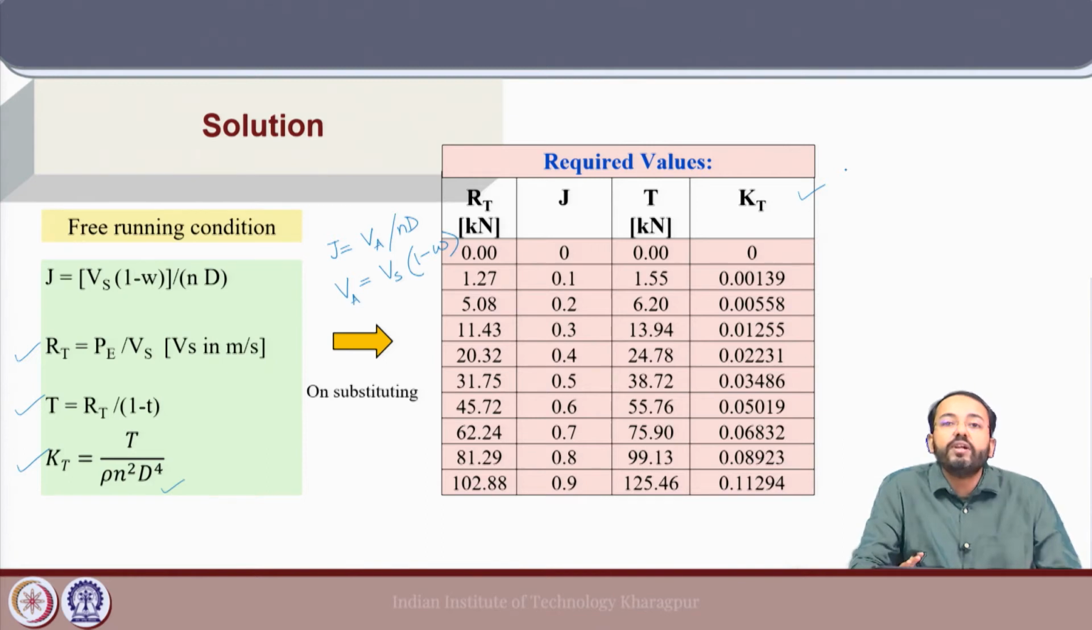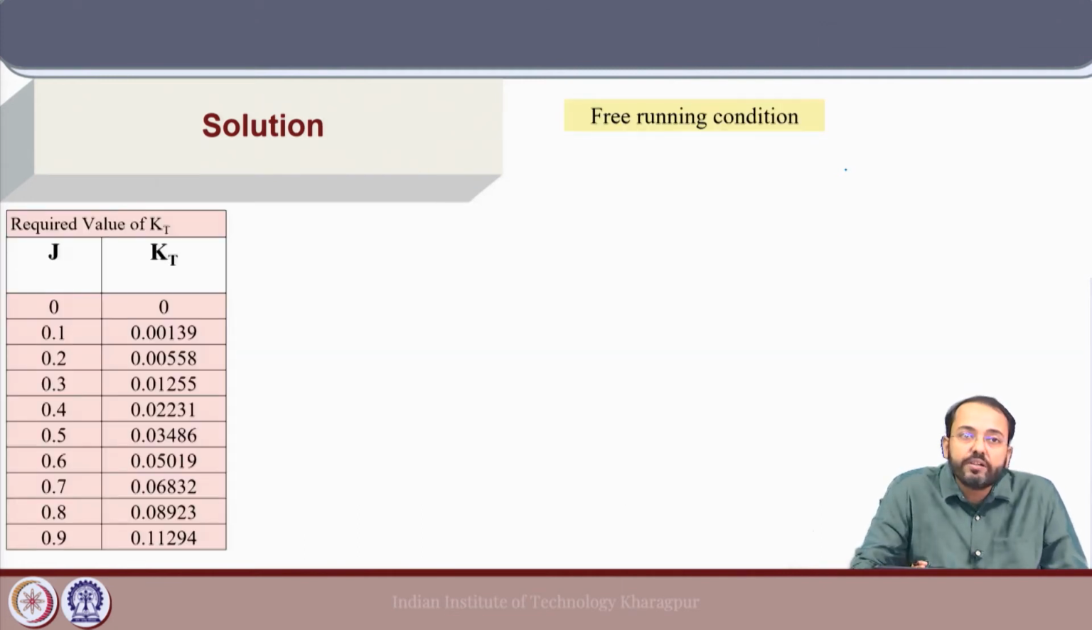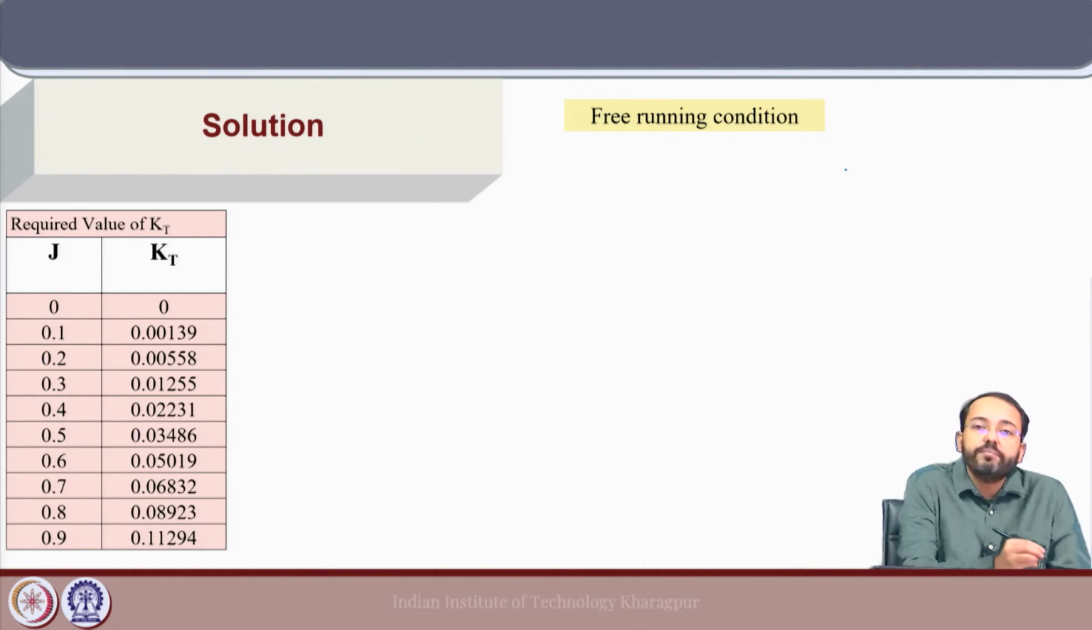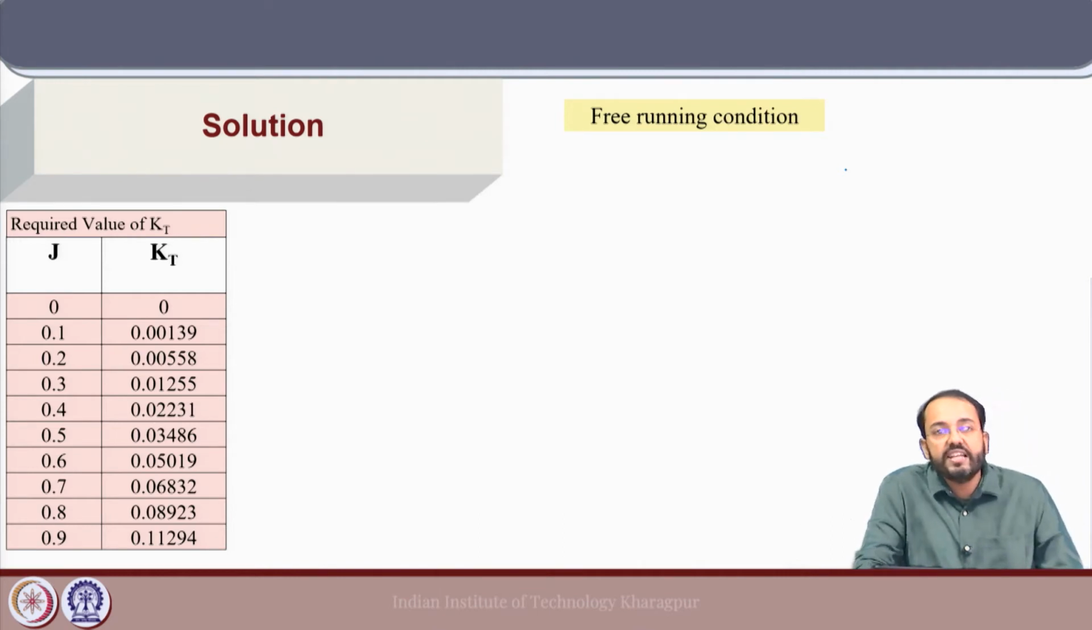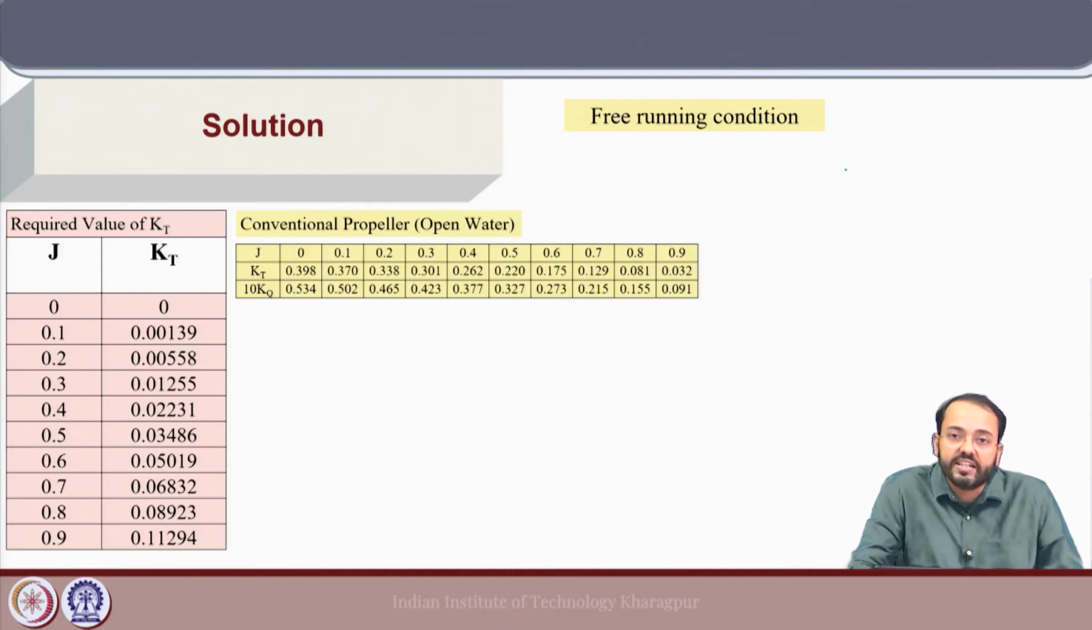Now, this particular table is calculated based on the requirement of thrust for the tug at different speeds, and we have to match this KT requirement with the KT that is obtained from the open water diagram for the two propellers, once for the open propeller and once for the ducted propeller. So, this particular table shown here is the same table which was calculated in the last slide, and this forms the required thrust coefficient for different operation conditions.